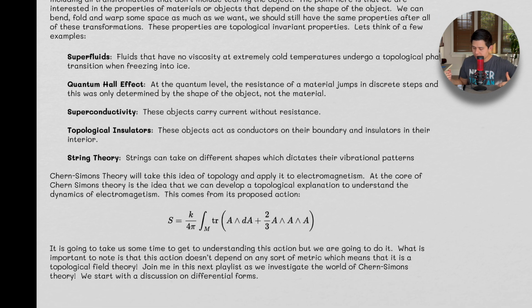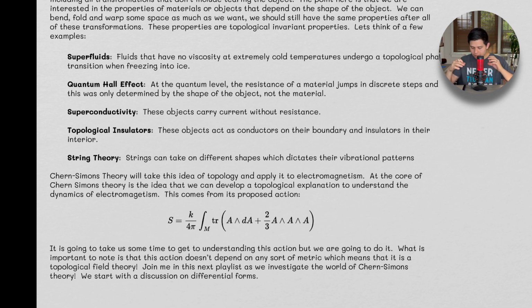The quantum Hall effect. At the quantum level, the resistance of a material jumps in discrete steps, and this was only determined by the shape of the object, not the material itself. Holes are sort of the properties of shapes, how many holes are in the shape. If you have 2 holes in the shape, or 3 holes in the shape, then the thing that has 2 holes has different properties than the thing that has 3 holes.